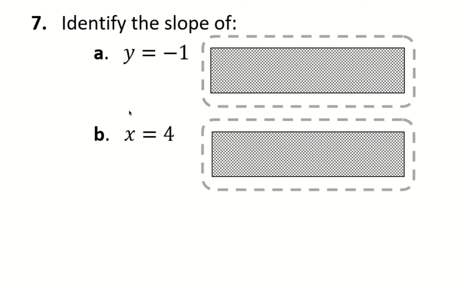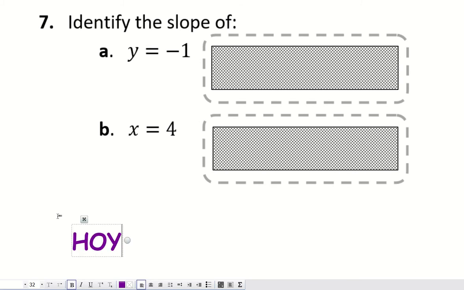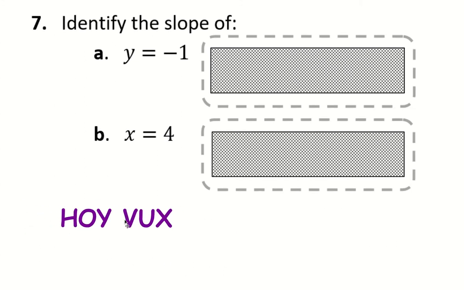In number 7, you have to understand that these two equations are very special. I don't want to say unique, but it's like their own case, a special case of linear equations, because this equation only has a y variable and this equation only has an x variable, and this might be where you remember the trick of Hoivux, okay?